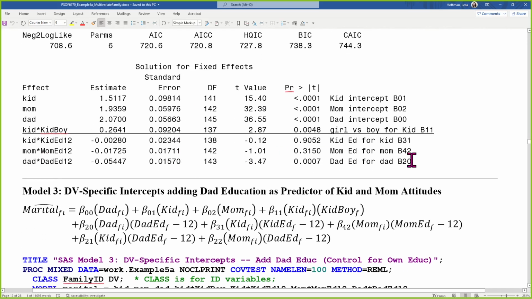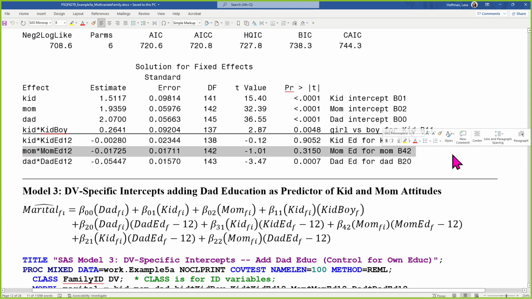So then if we look at the results, I've divided the old results from the new ones. So we have the effect of the child's education on the child, not significant. The effect of the mom's education on the moms, not significant. So moms with more education do not have different attitudes about gender roles in marriage, but the dads do.